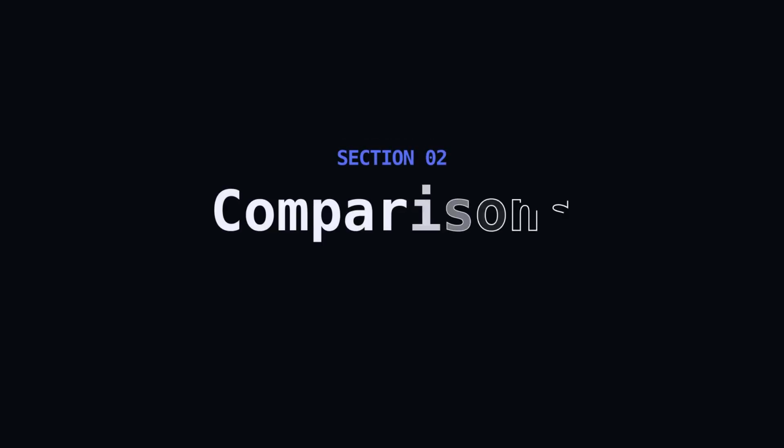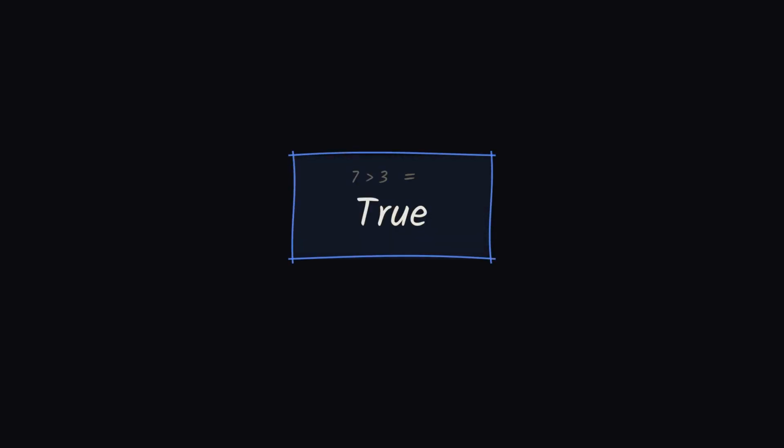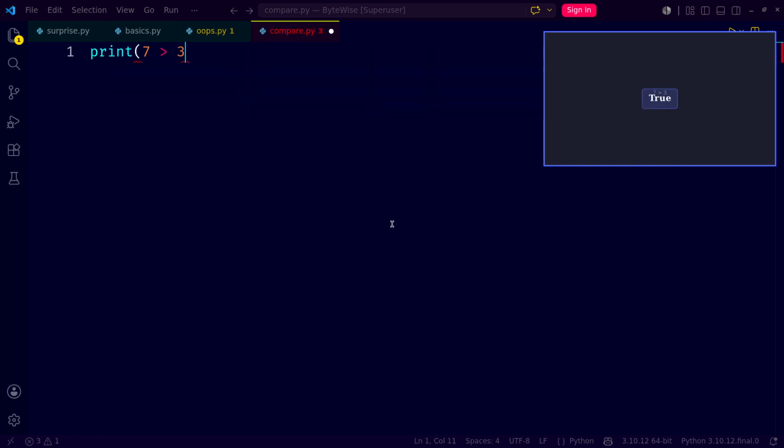So where do these values actually come from in practice? Here's the thing. You almost never type True by hand. Instead, you ask Python a question, like, is 7 greater than 3? And Python computes the answer and hands you back a Boolean. The comparison is the question. The Boolean is the answer. These are the comparison operators, and each one is just a yes or no question.